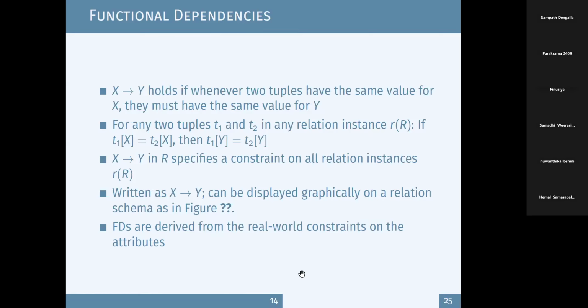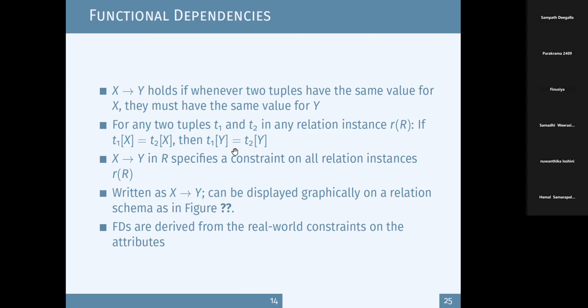Mathematically, if you were to write this, we write an arrow. In this case, we have X, an arrow, and Y. What it means is that using X, you can functionally determine Y. If you want to represent the idea mathematically, it means something like this.